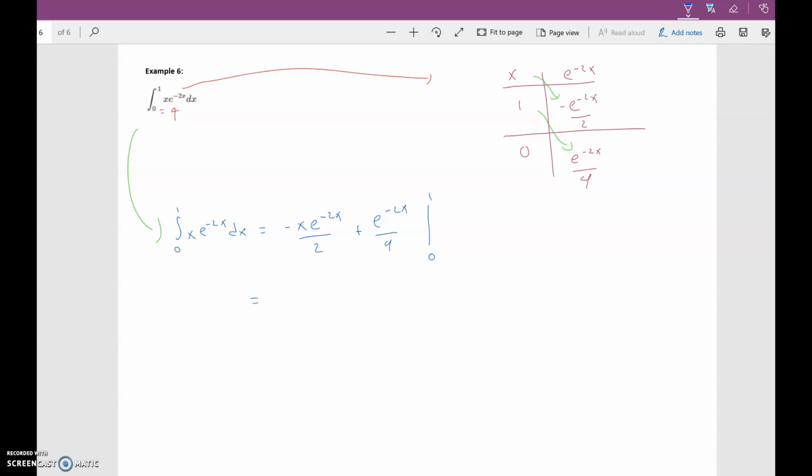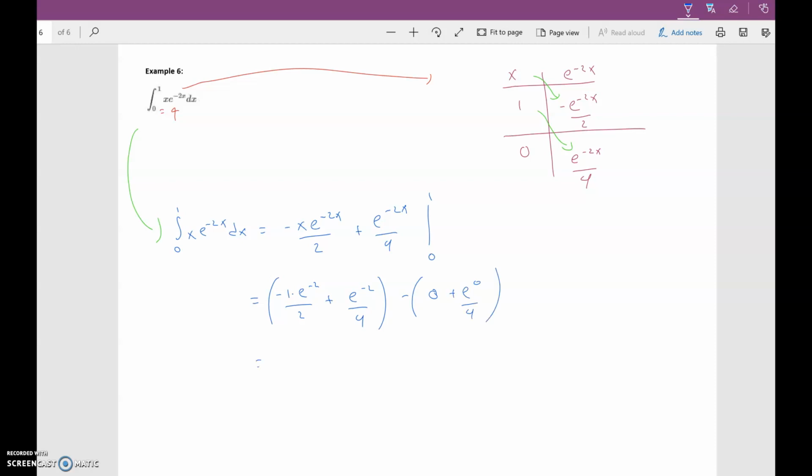So when we plug in the 1, we're going to get a negative 1 times e to the negative 2 divided by 2 plus an e to the negative 2 divided by 4 for the first term, minus plugging in the 0, which will give us a 0 for the first term, but technically plus e to the 0 divided by 4.